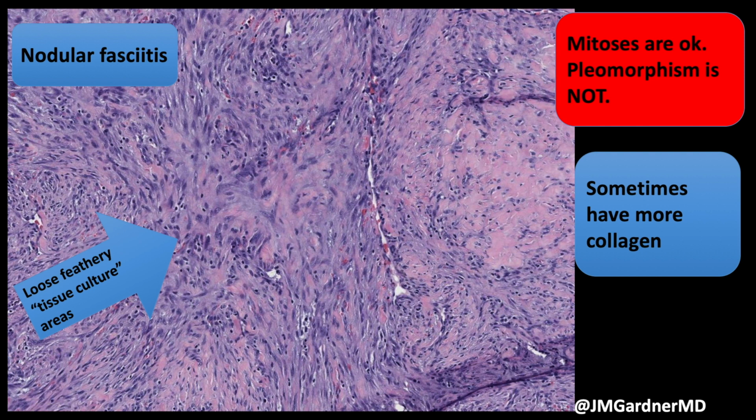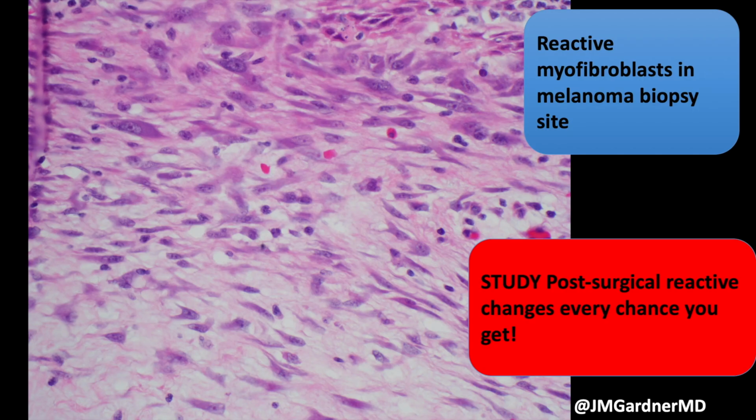Mitoses are often present and can sometimes be abundant, particularly in the more cellular early lesions of nodular fasciitis, but you don't want to see hyperchromatic pleomorphic nuclei. That should really make you think twice about nodular fasciitis.